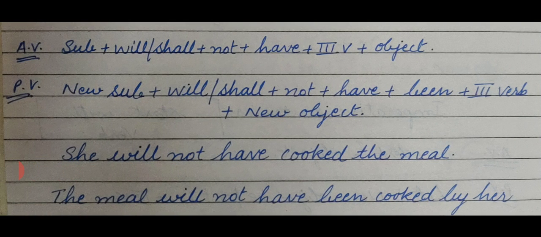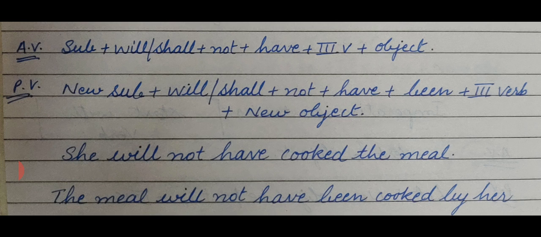Now next we shall discuss negative sentence. The structure for negative sentence is subject plus will, shall plus not plus have plus third form of verb plus object. When you will make it passive, object will become new subject, and then will, shall, then not, it will come with helping verb, you know it very well, then have, then been, then third form of verb, then new object. Now see the sentence: she will not have cooked the meal.